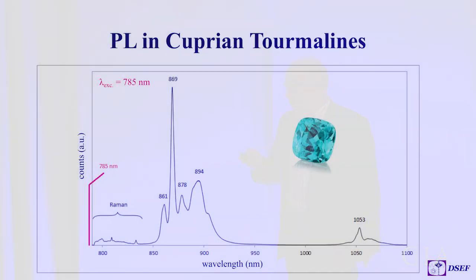Now, calcium-rich tourmalines or calcium-rich minerals commonly also contain rare earth elements, and rare earth elements are very important luminescence centers. And so we actually analyzed these stones. This is a photoluminescence spectrum excited by a 785 nanometer laser. And you can see here, in addition to the Raman spectra, additional bands which actually are photoluminescence bands.